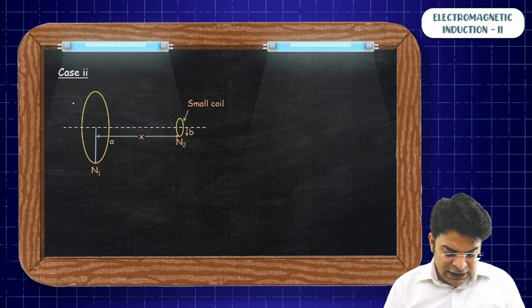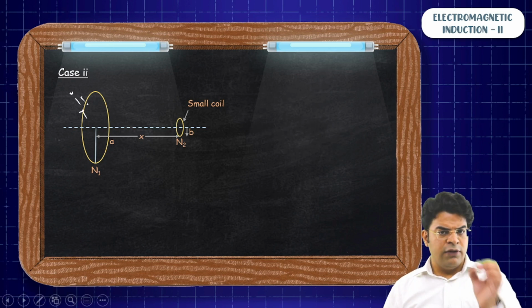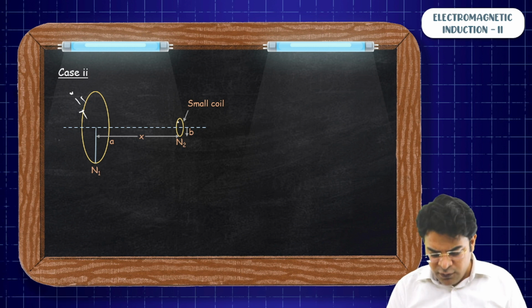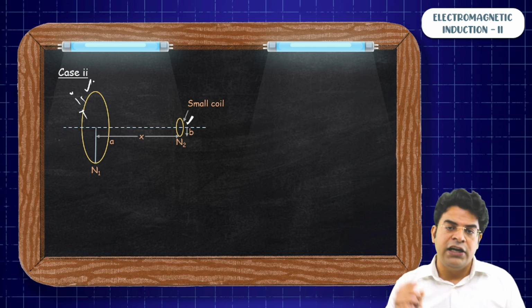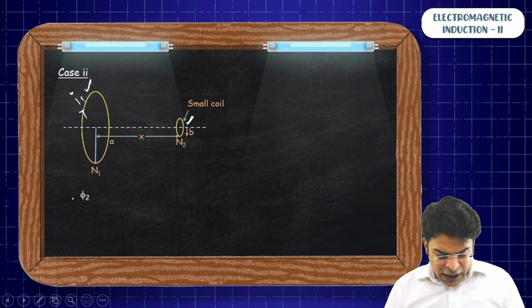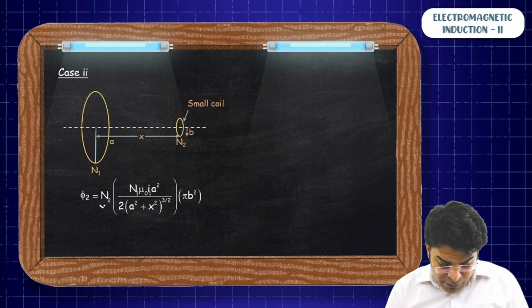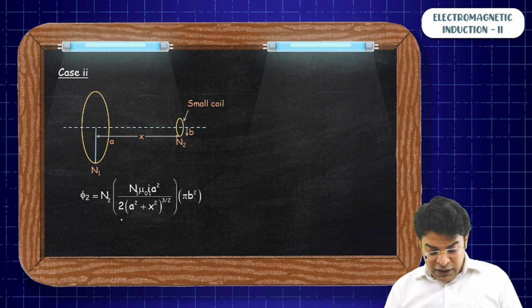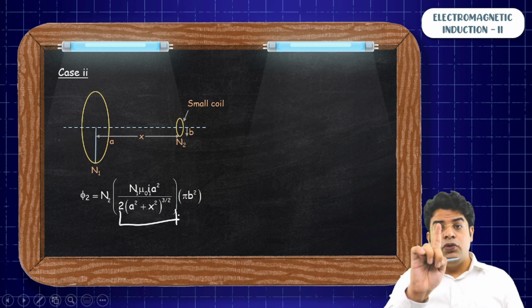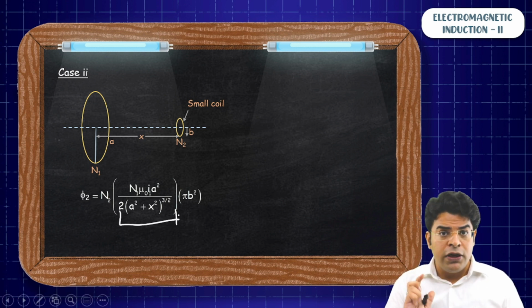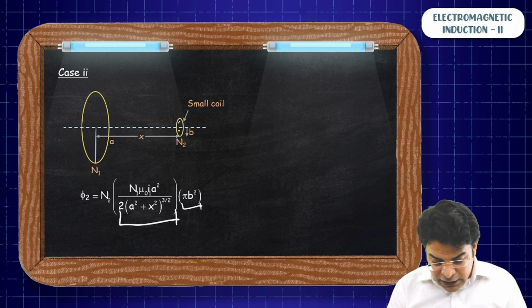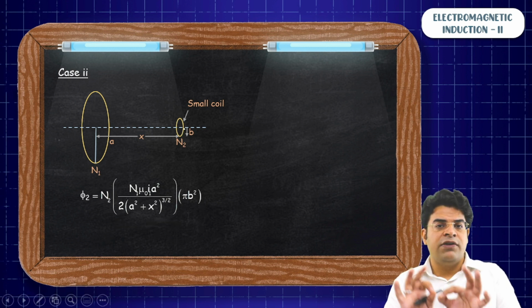So you will say, let's assume some current I1 flows in the first coil. My mission is to find the flux linked with the smaller coil due to the current in the bigger coil. So I will say that the flux linked with the smaller coil equals the number of turns in the smaller coil multiplied by the magnetic field strength due to the bigger coil at the position of the smaller coil, multiplied by the area of the smaller coil. This is the flux linked with the smaller coil.